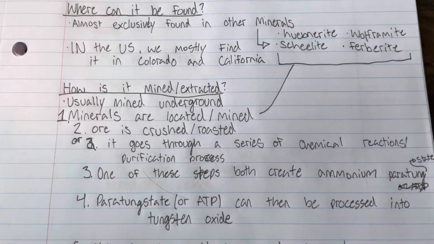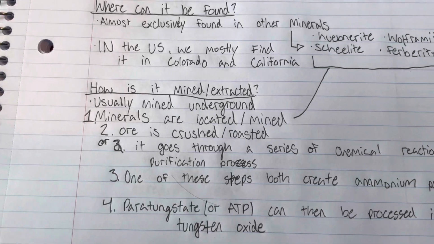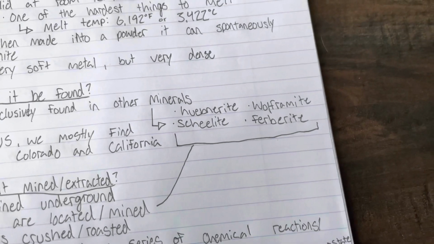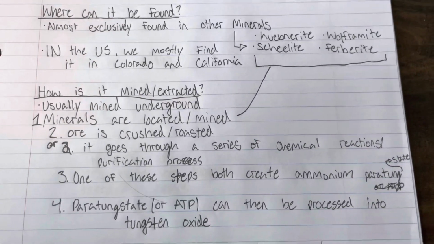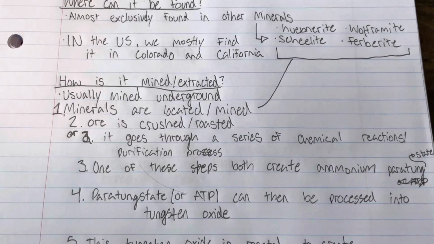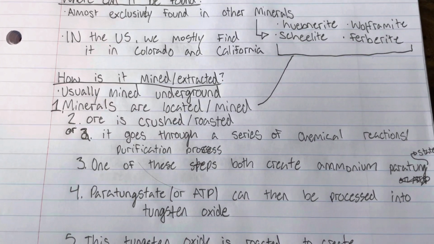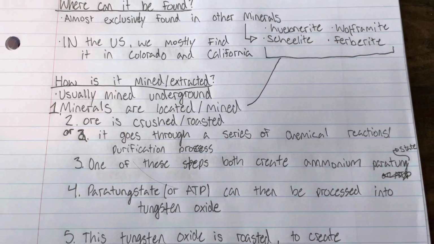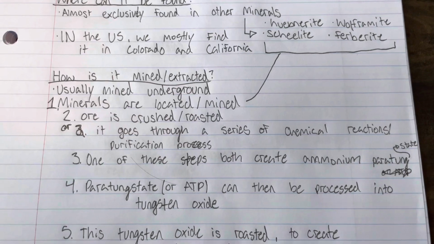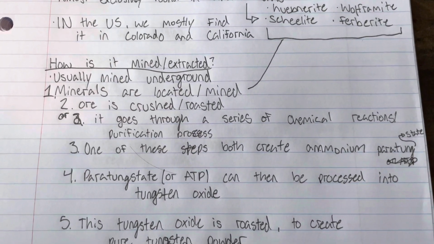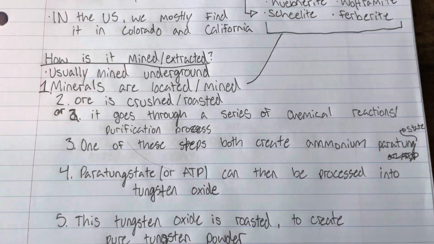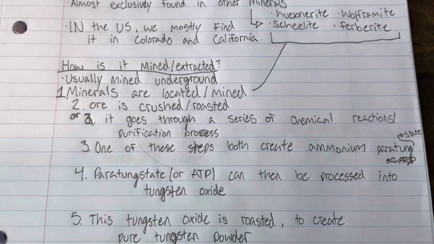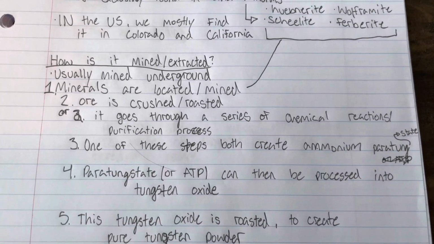How is it mined or extracted? It's usually mined underground. The minerals are located in a mine, these minerals that I listed before, and then the minerals are either crushed and roasted, or go through a series of chemical reactions and purification processes. This is due to tungsten's incredible heat resistance, where you can't just melt it down to get it in its pure form.